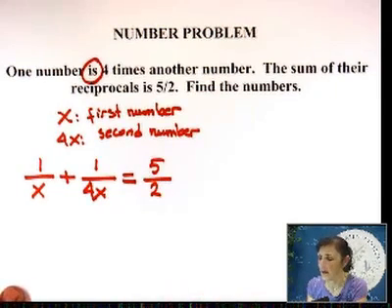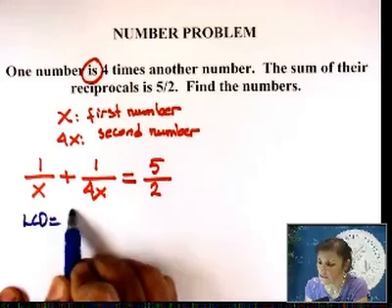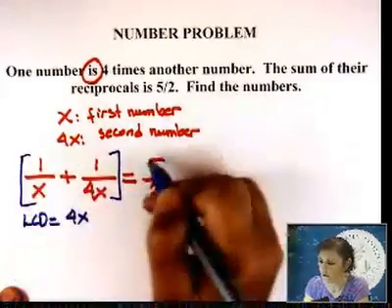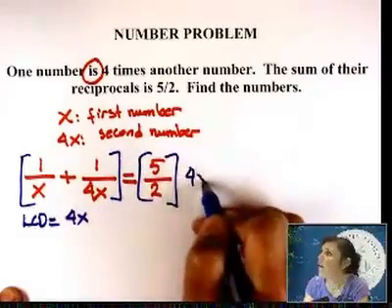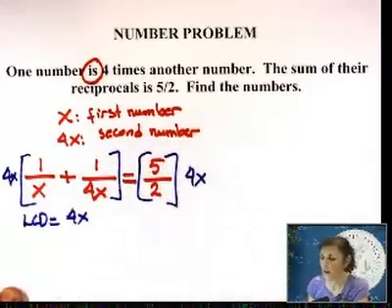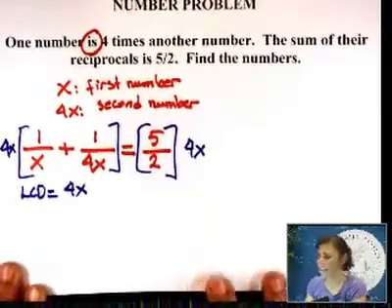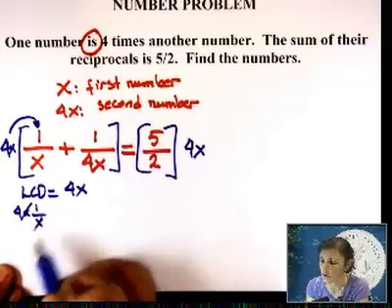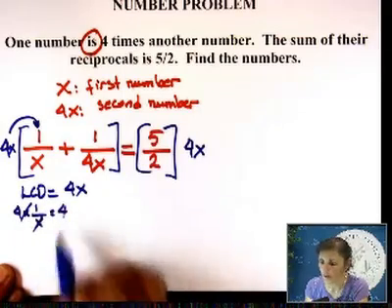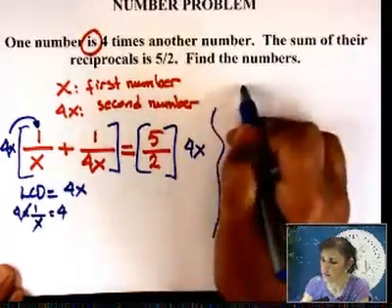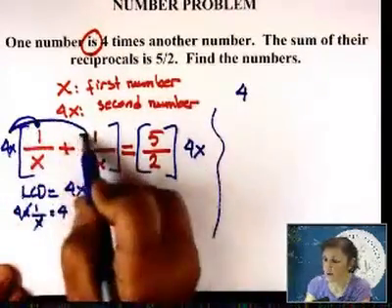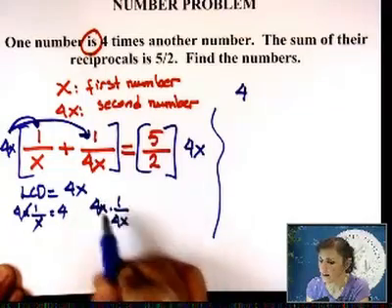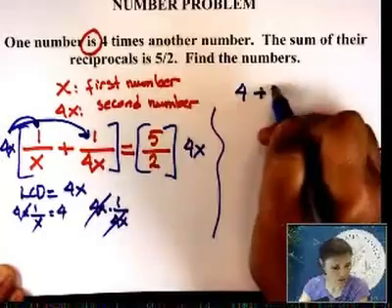We did this before. So your LCD is 4x. Remember what you used to do. You put your brackets on both sides and FOIL. Now, what do you get when you do that? You're going to FOIL the first one. What is 4x times 1 over x? The x's will go. That will give you 4. Does it make sense? Let's do the next one. What is 4x times 1 over 4x? That's going to give me 1.